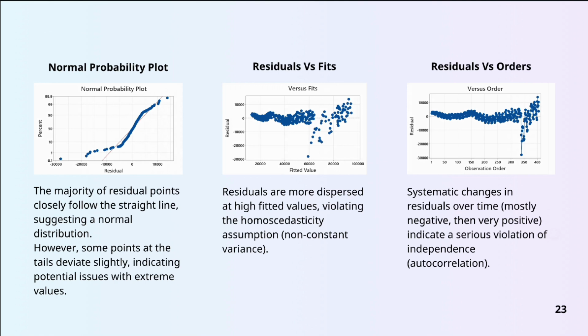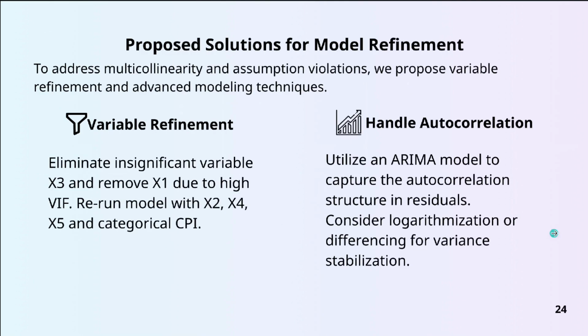Finally, the solution for the model refinement. To address multicollinearity and assumption violations, we propose variable refinement and advanced modeling techniques. Variable refinement eliminates insignificant variables like x3 and x1 due to its high VIF, and reruns the model with x2, x4, x5, and a categorical CPI.